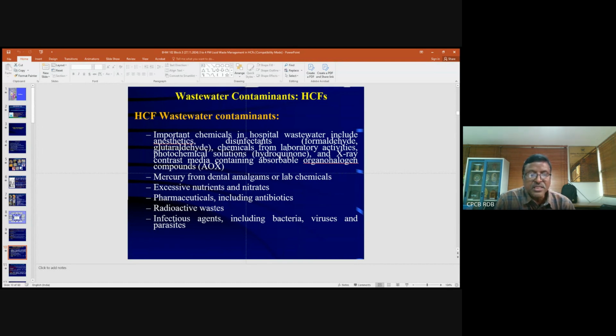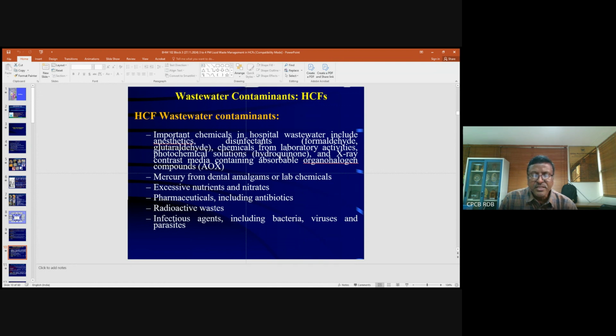Nowadays, mercury-based instruments are not used in healthcare facilities. Therefore, mercury as a part of wastewater is very minimal now. But in government hospitals, I hope, mercury-based dental amalgams are used only for demonstration purposes. Therefore, mercury from hospitals is, I think, not at all there nowadays. Mercury-bearing instruments are not used in any hospital. They have all gone for digital thermometers and digital sphygmomanometers.